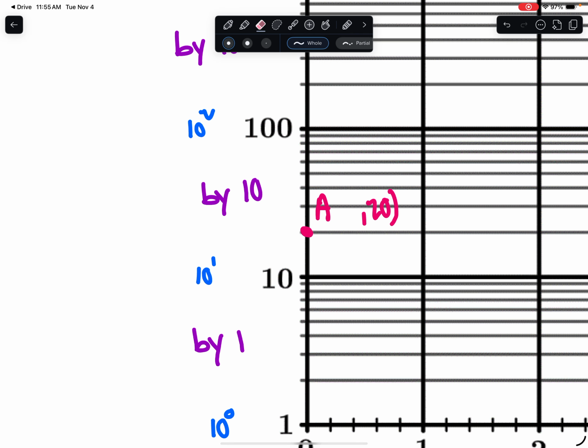You don't have to put the actual coordinate itself. As long as you put the letter, I'm happy. But writing the coordinate would just be kind of a bonus.